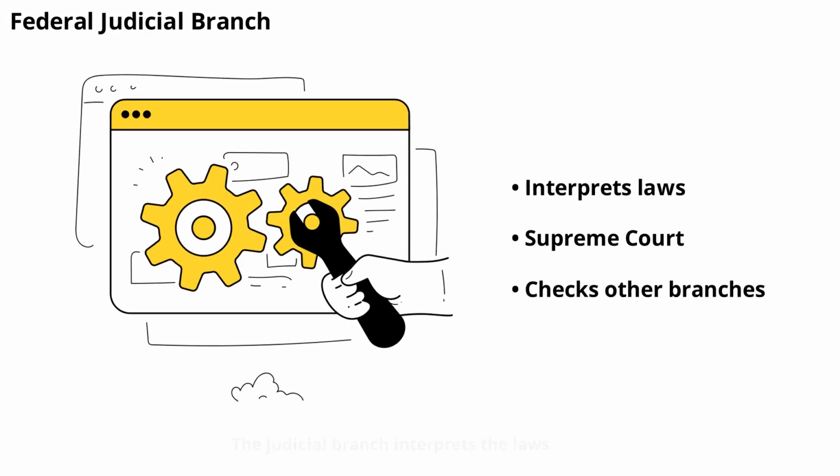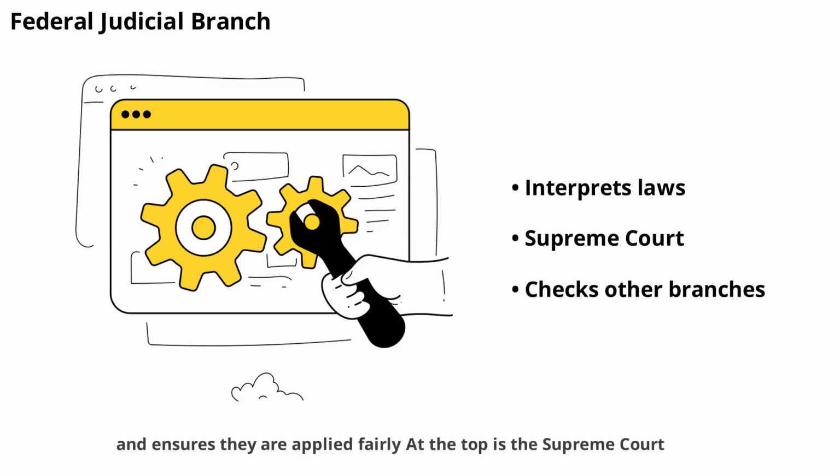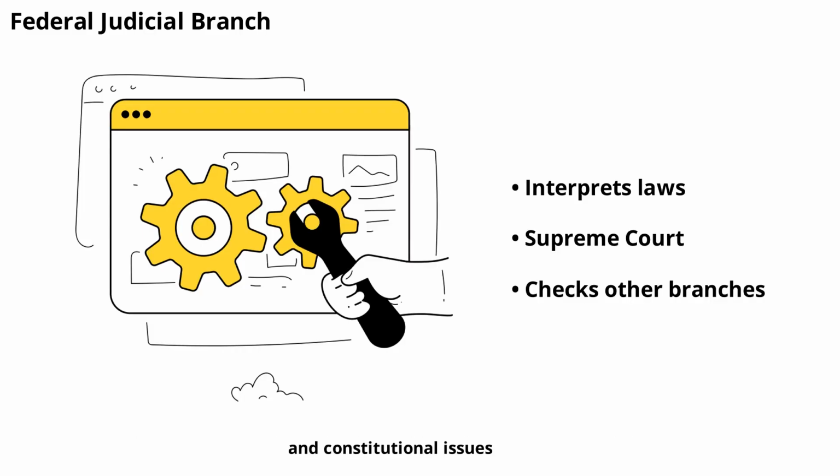The judicial branch interprets the laws and ensures they are applied fairly. At the top is the Supreme Court, the highest court in the land. Below it are various federal courts that handle cases involving federal law, disputes between states, and constitutional issues. The judicial branch acts as a check on the other branches, making sure laws and actions are constitutional. This system helps protect individual rights and maintain justice across the nation.